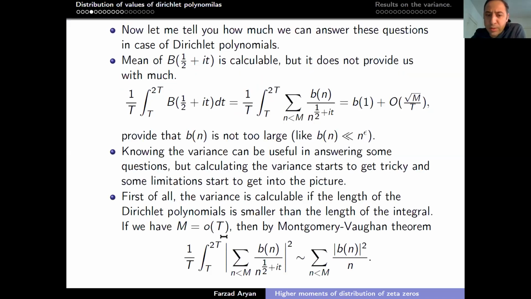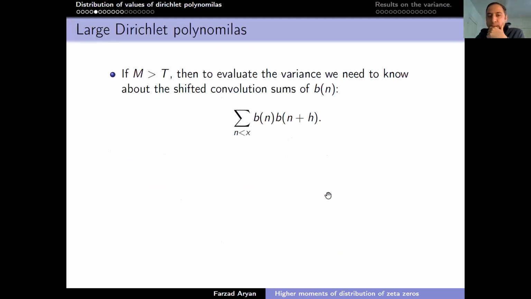The natural question you ask me is what happens if the length of your Dirichlet polynomial is bigger than t, bigger than the length of the integral. In that case, you need to know about the shifted convolution of the coefficients of the Dirichlet polynomial. For example, assume b of n is the characteristic function of the primes. It means it's non-zero when n is a prime and 0 elsewhere.